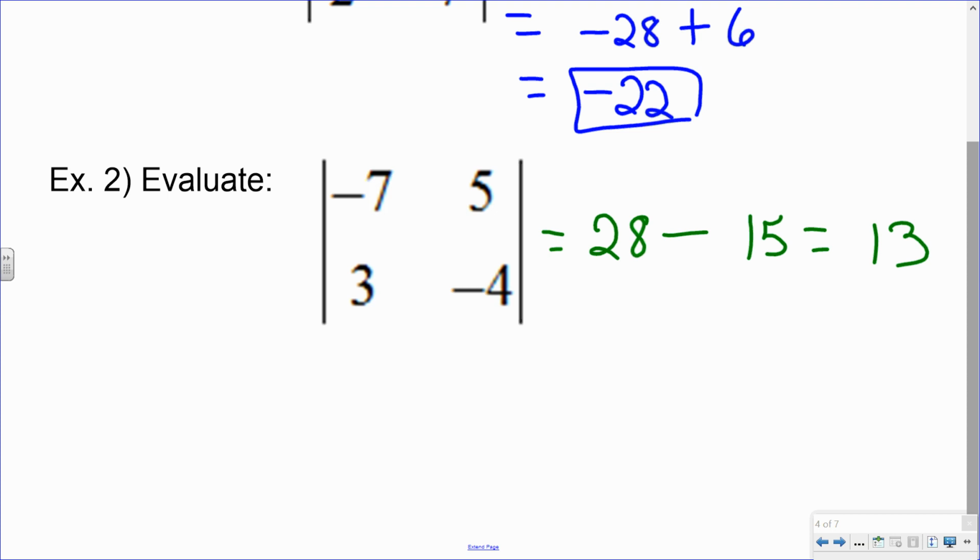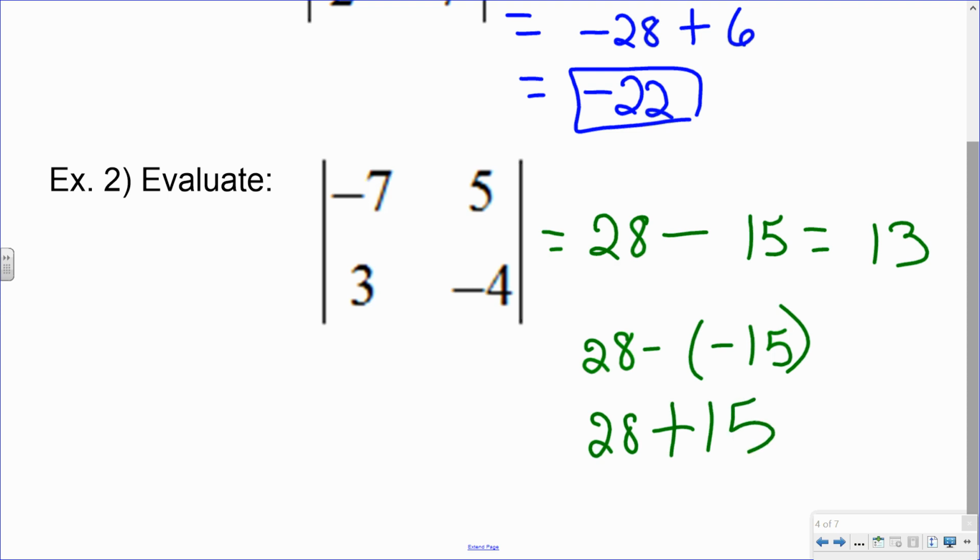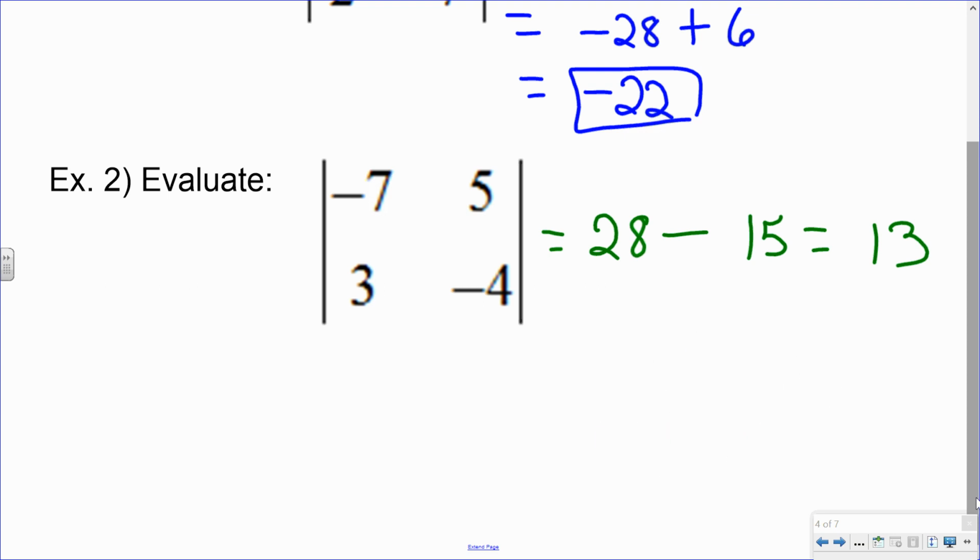Now, if I had had a -15 instead, I would have written down 28 minus, and then you could either have done minus the -15, or you could have done 28 minus, and then you got a -15. You could have done it like that. But write that minus sign before you start calculating your second diagonal. I find it really helps me make way fewer plus and minus errors.